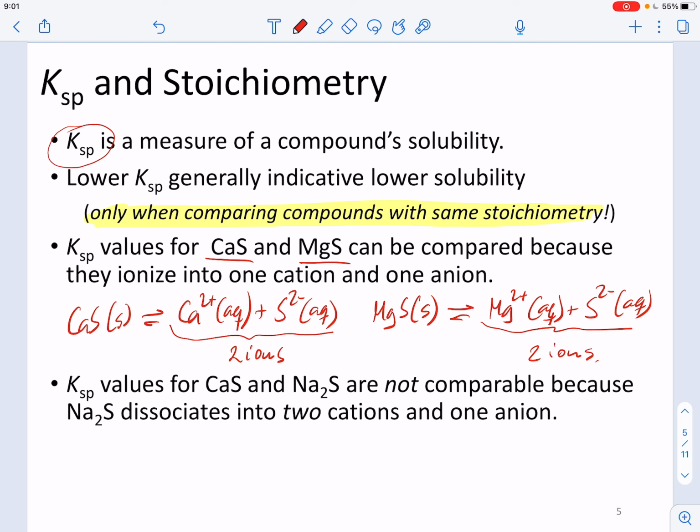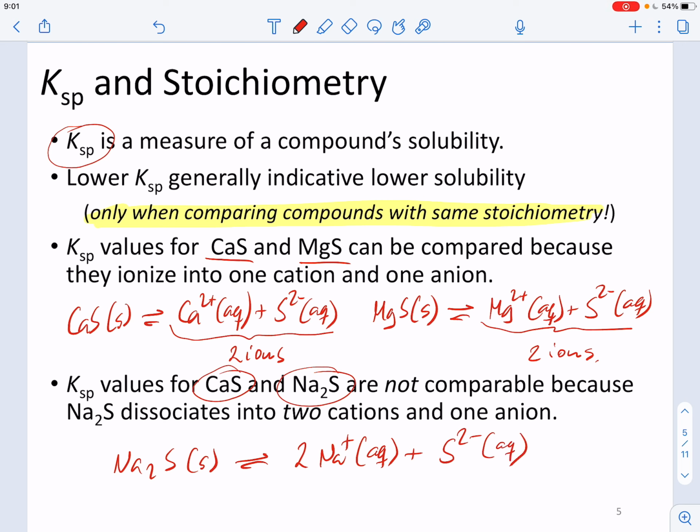However, if you want to do the same and compare now calcium sulfide with sodium sulfide, the thing is that now sodium sulfide in equilibrium with its ions gives you 2 sodium ions in solution and still 1 sulfide. But that means that now you have 3 ions. This is a different kind of salt because you have a different number of ions going into solution.